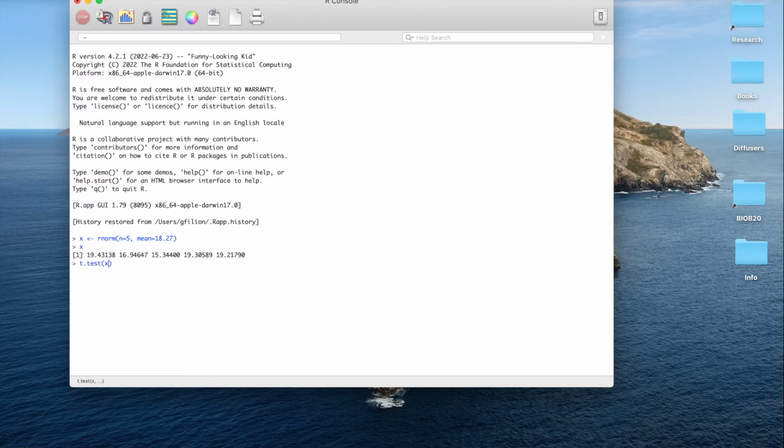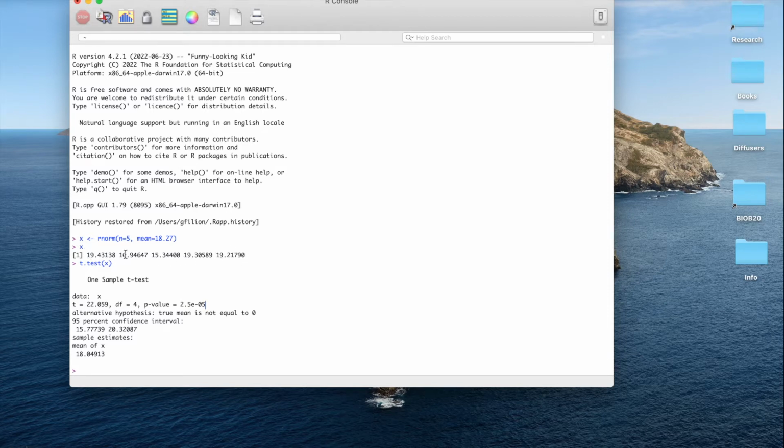When I specify only one sample in the t-test, the null hypothesis is that the expected value of the sample is 0. R says in the output that this is a one-sample t-test. We can see that the p-value is 2.5 10 to the minus 5. This is a low number, so we reject the null hypothesis. And we are right to reject the null hypothesis, because the expected value of the sample is 18.27.